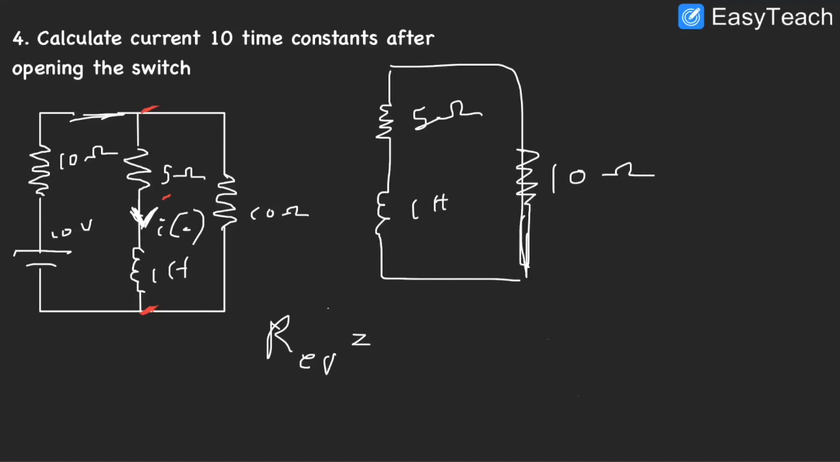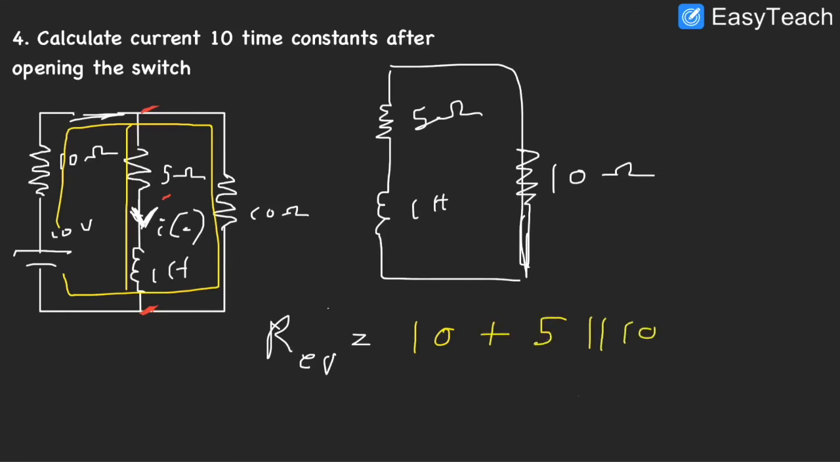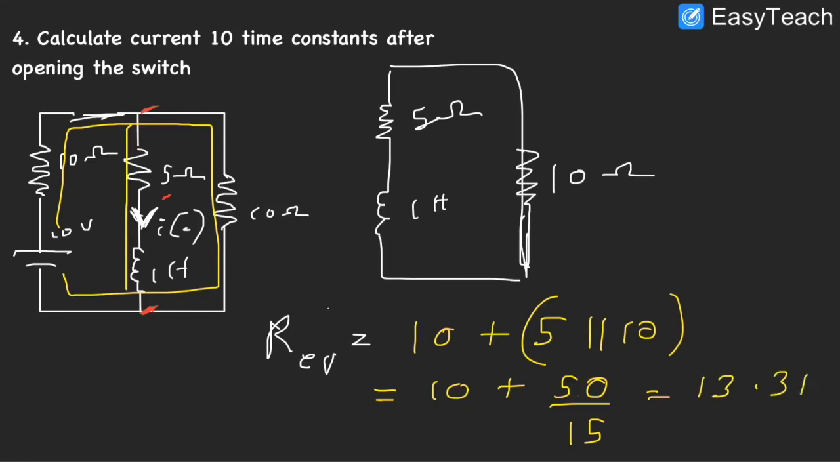My current is going to flow through 10 ohms and then split into two branches. One current is going to flow through the 10 ohms, and the other is going to flow here. So it's going to be 10 plus 5 in parallel with 10. That's 10 plus 5 times 10, which is 50, over 5 plus 10, which is 15, so that's 3.3. So 10 plus 3.3 is 13.34. That 13.34 is the equivalent resistance.